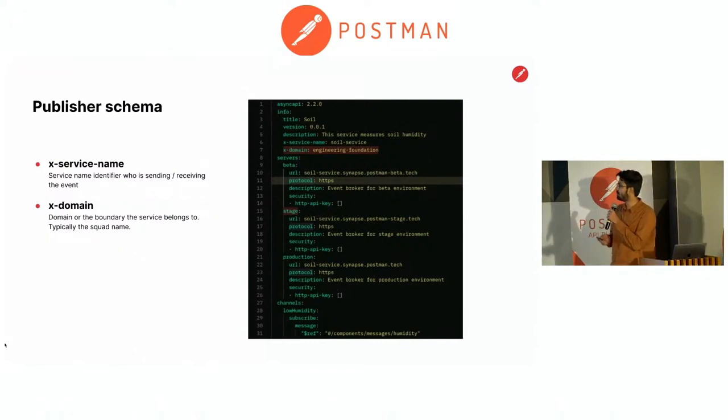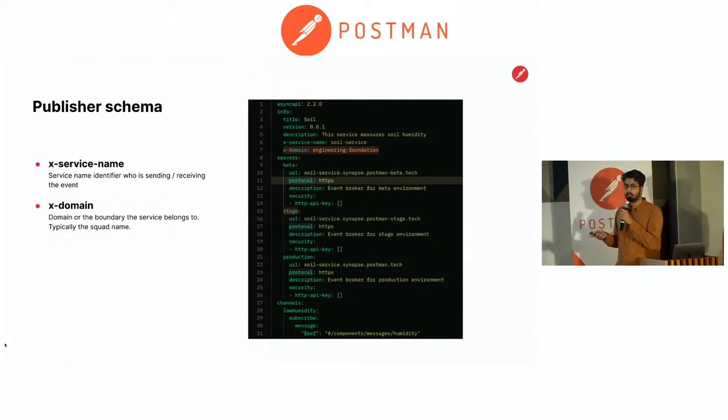We mention the AsyncAPI version, info block, title, version, and description, along with custom extensions like x-service-name and x-domain, which are mainly used for infrastructure creation. The x-service-name is the machine readable name of the service, and the x-domain is the boundary the service belongs to, which is mostly the team name.